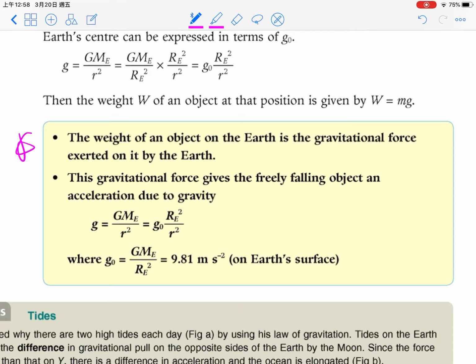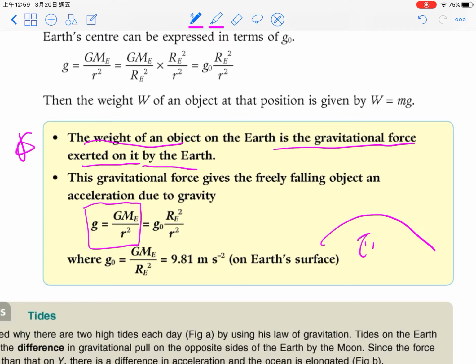Now you see one very important point. The weight of an object is the gravitational force on it by the Earth. And also we have learned that g can be calculated by using this value. If the object is on the surface of the Earth, we know g will be equal to 9.81. We call this g naught, 9.81.